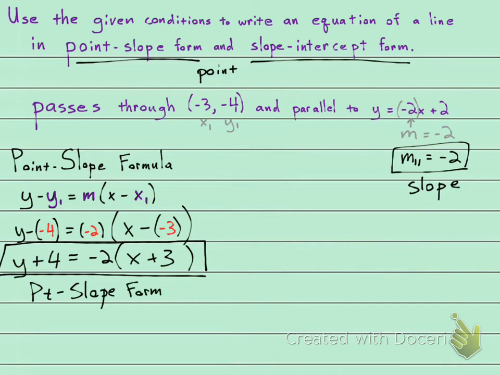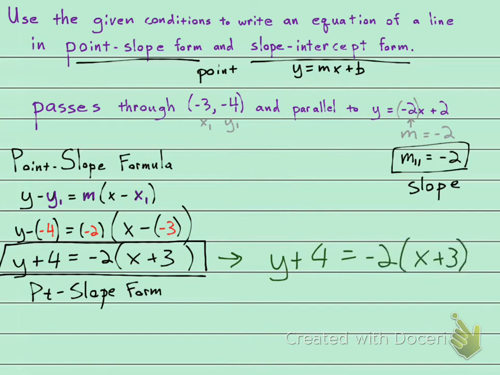Now, they want the equation in slope-intercept form. So slope-intercept form is y equals mx plus b. And what you'll notice is that your y is by itself. So if we can get the y by itself, we will have it in slope-intercept form. So I'm going to move it over here. I'll put it in green. y plus 4 equals -2 times x plus 3.